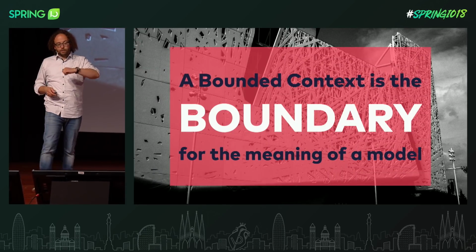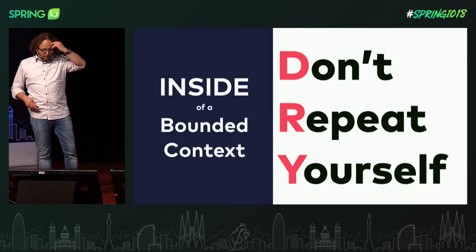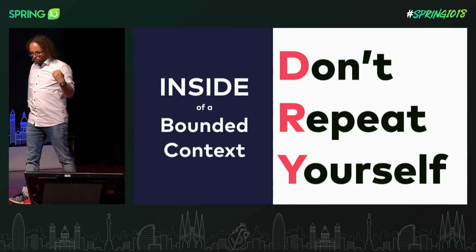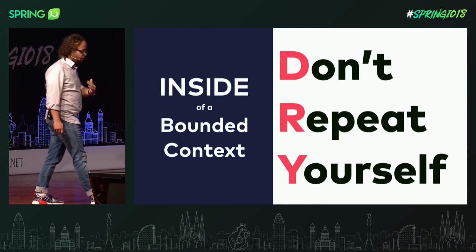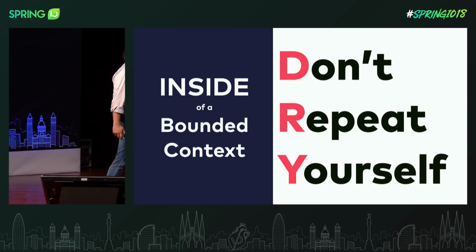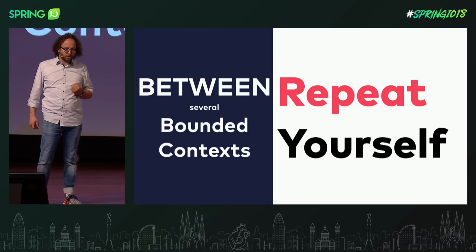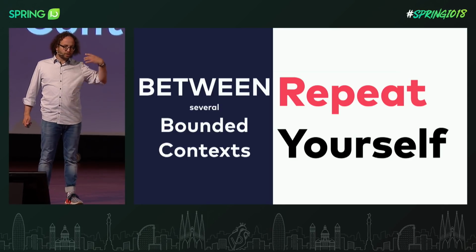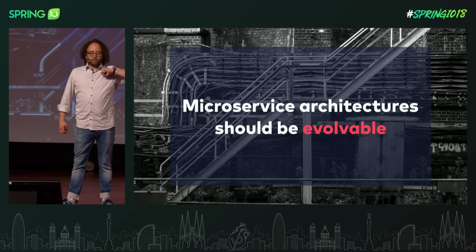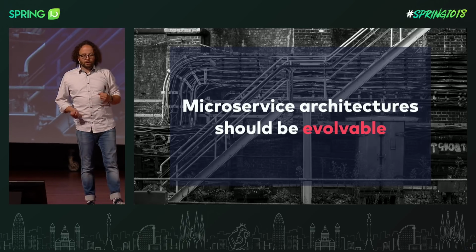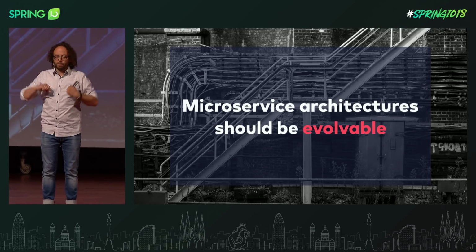So basically, the bounded context is the boundary around the meaning. So first things first, inside of a bounded context, I want to stick to the good old mantra, don't repeat yourself inside of a bounded context. But outside or between bounded contexts, I may consider explicitly repeating myself for the sake of decoupling. Now, that's about the bounded context. That's more, I would say, a logical kind of thing, a way of thinking about architectures.